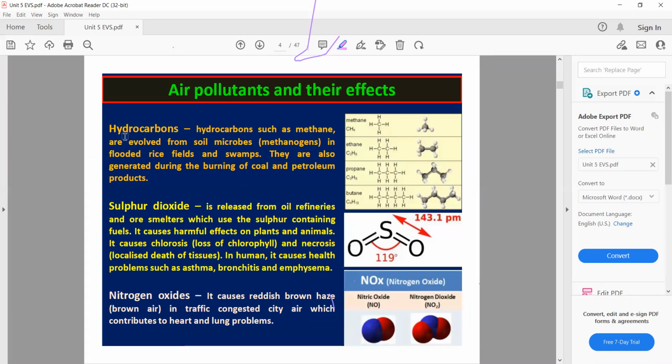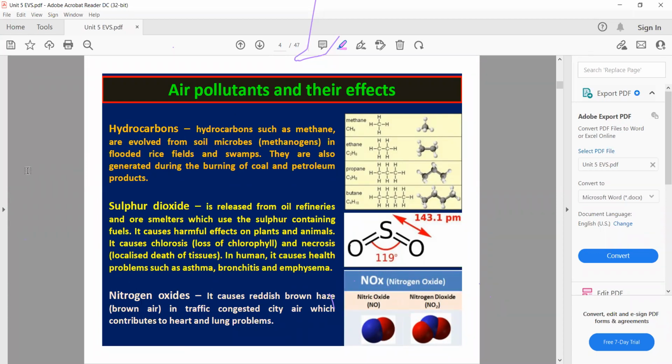Okay. Next, coming to hydrocarbons. What are they? Hydrocarbons such as methane are evolved from soil microbes. Okay, they are called methanogens. These are a special class of bacteria, that is methanogen. You have studied about these methanogens in your first semester bacteriology syllabus, right?